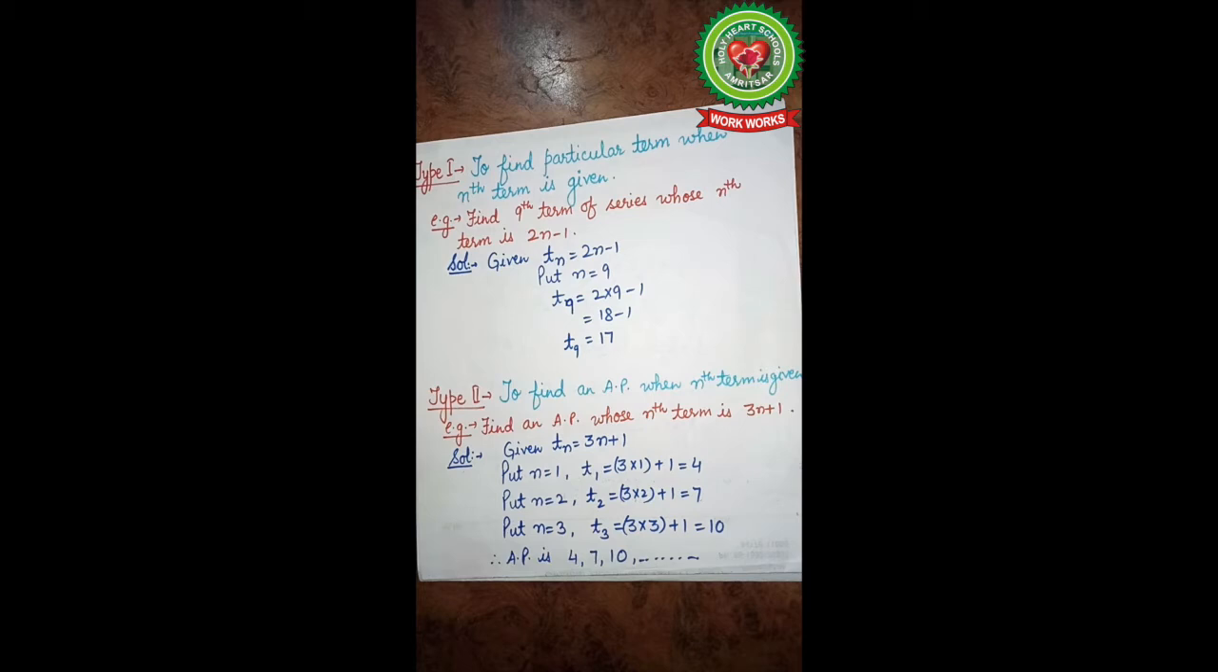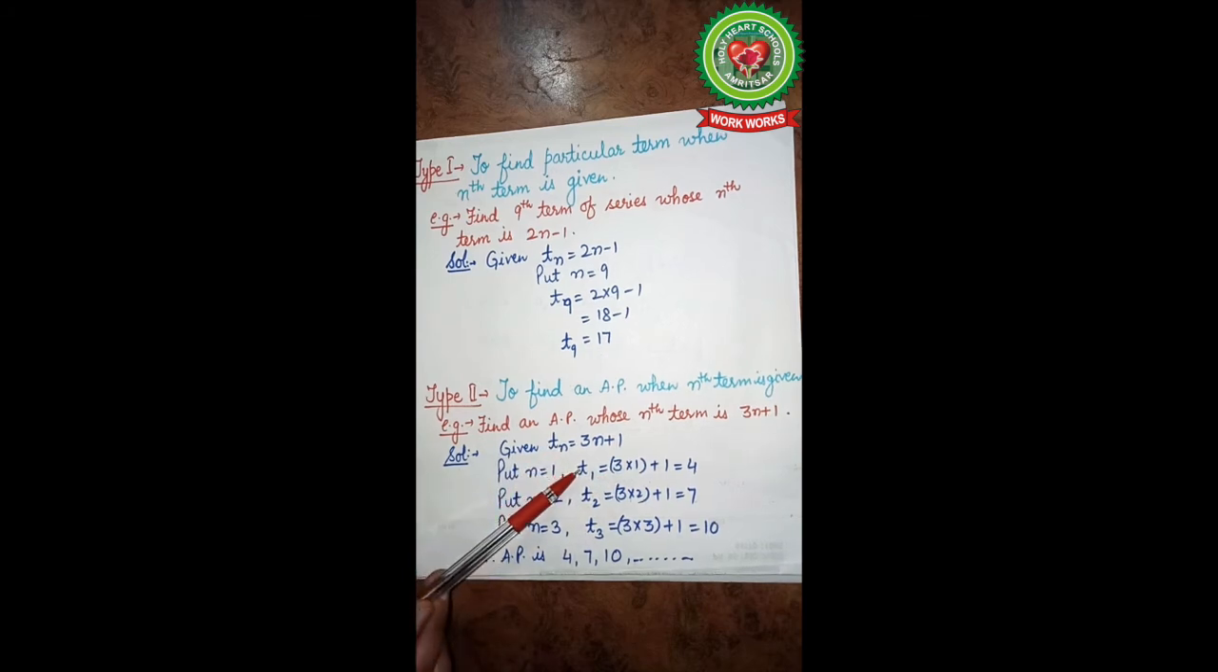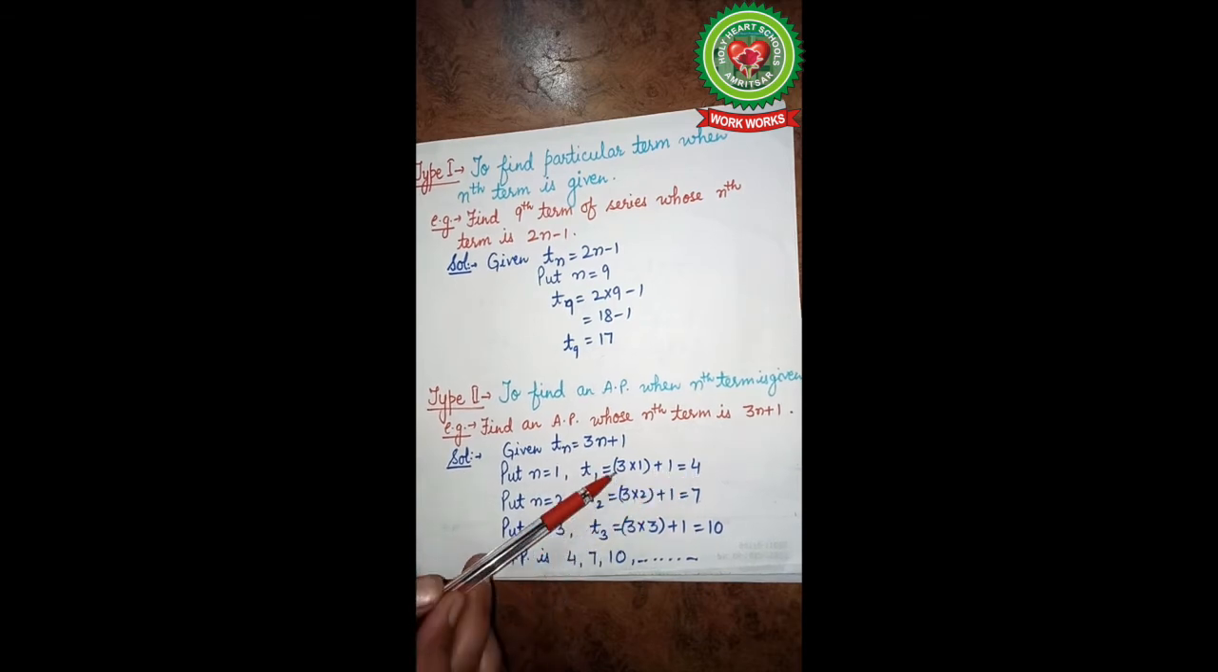Now similarly, there is a second type, that is to find an AP when nth term is given. Same thing is given in both the types, that is the nth term, but here we have to find the AP. For AP means we have to find at least 3 terms. So again start with the same pattern, that is tn is equal to 3n + 1. First of all, for first term, put n is equal to 1, we get t1 is equal to 3 × 1 + 1 = 3 + 1, that is equal to 4.